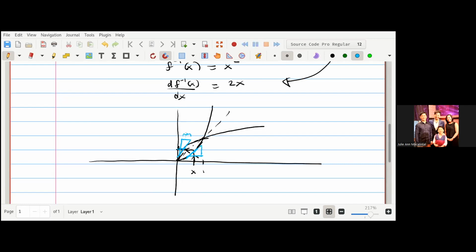So yung delta x at saka yung delta y, so yung slope ng inverse is delta x over delta y. Ngayon, at this point, yung slope naman ay delta y over delta x. So we form the same triangles. Tapos makita natin na multiplicative inverses sila.